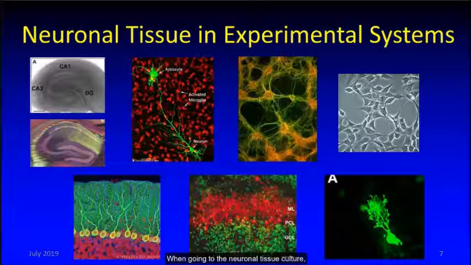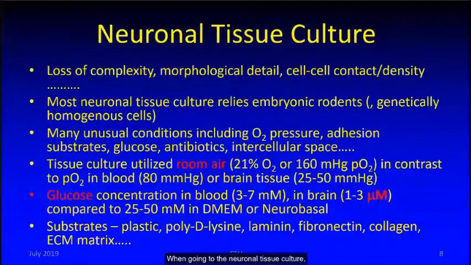So when you go into neuronal tissue culture, you will lose complexity. We do this on purpose in order to focus on aspects of the nervous system, but it could also introduce mistakes. You lose a lot of morphological detail. The contacts among cells and their density drop dramatically, especially in dissociated cell culture. And also, most neuronal tissue cultures, if not all, of higher vertebrates rely on embryonic tissue.